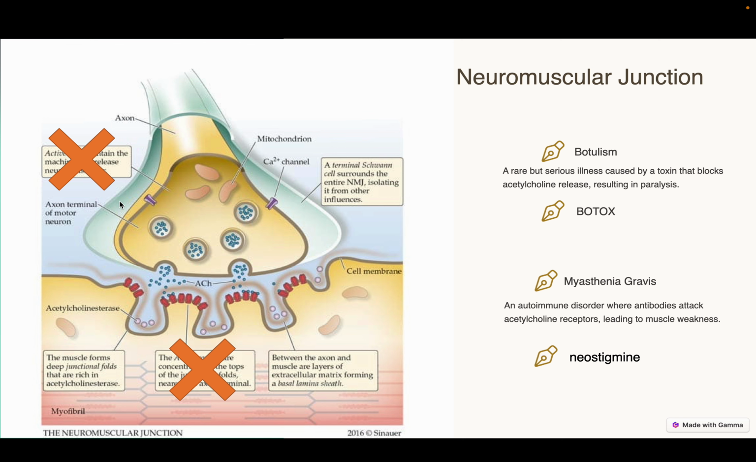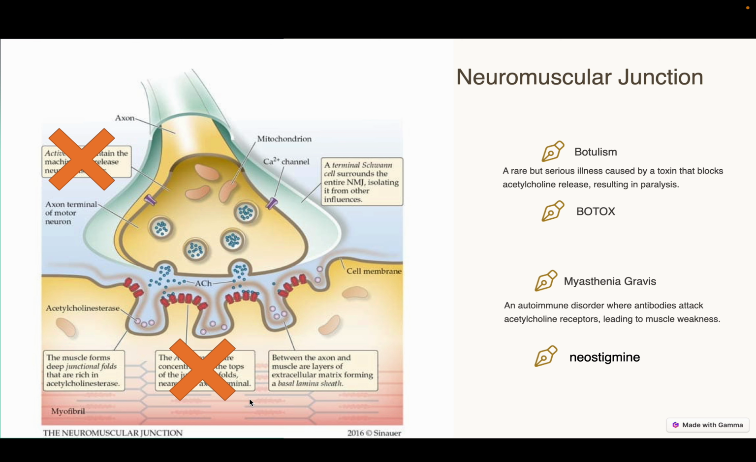And the famous disease is myasthenia gravis, which is an autoimmune disease in which there are antibodies that destroy the receptors, which prevents acetylcholine from binding and activating the action potential in both synapses.